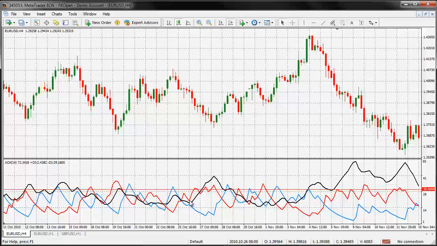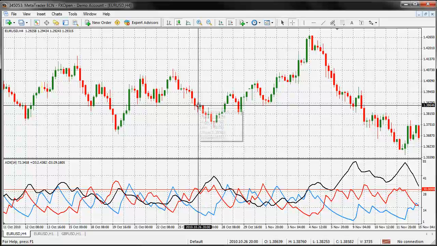Alright, here's another instance where we had the red line cross over the blue, but it didn't really kick in until around about here. Now this is a little bit more of a precarious trade to get into.